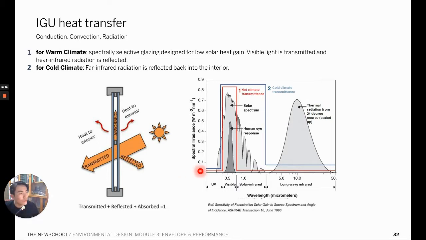However, for cold climate, we want to include that portion as much as possible. In order to achieve that, we locate the low-e coating on the inner side. In that way, the low-e coating works in the opposite way: rather than reflecting the solar infrared radiation coming in from the outside, it reflects the radiation that's coming from the inside back into the interior space.